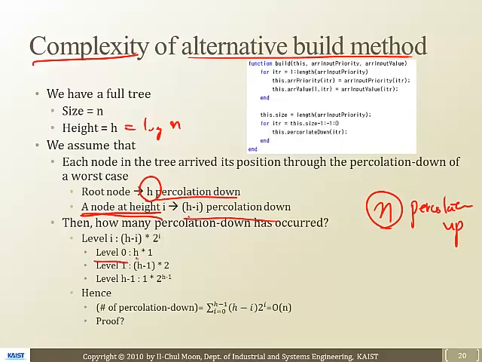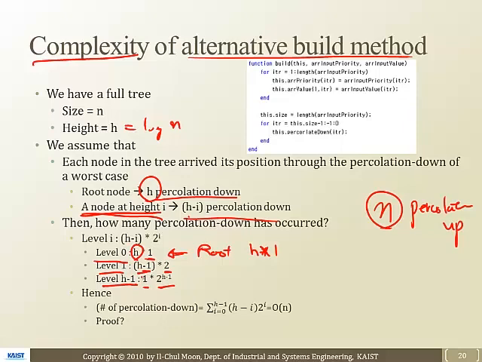So for example, level 0, which is the root case, in the worst case it takes h percolation down. And there is only one node here, the root node. So h multiplied by one. And level 1, we have two nodes which take h minus 1 percolate down. And level h minus 1, there will be 2 to the h minus 1 nodes, but each will take just one percolate down, right?